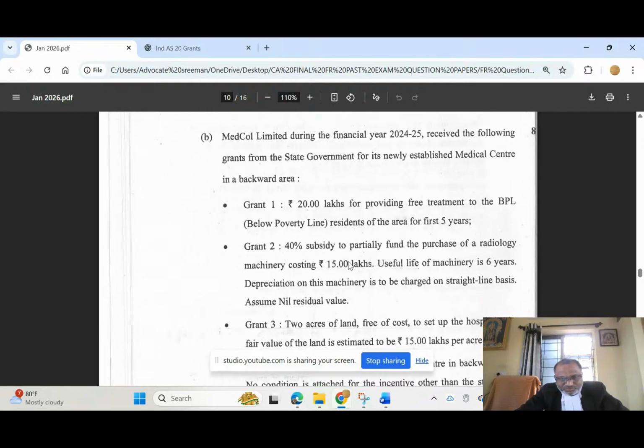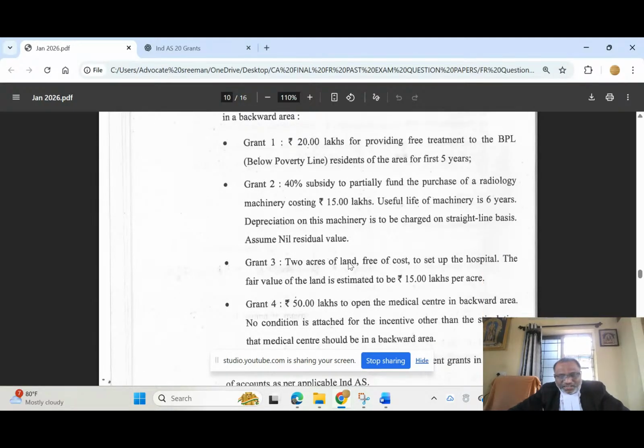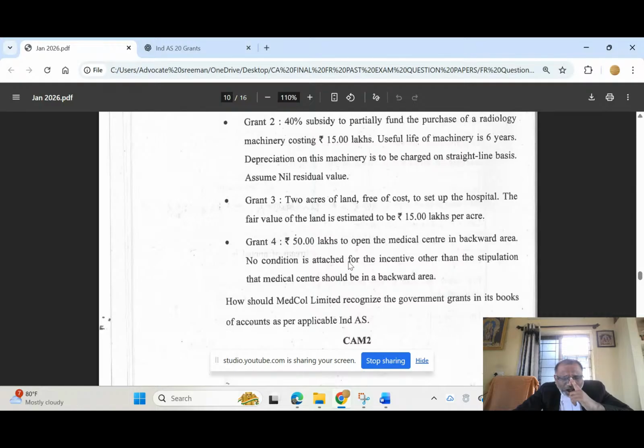Grant 3, 2 acres of land free of cost to set up the hospital. The fair value of the land is estimated to be 15 lakh per acre. Grant 4, 50 lakhs to open the medical center in backward area. No condition is attached for the incentive other than the situation. The medical center should be in backward area. How should Medco Limited recognize the government grant in its books of account as per applicable Ind AS?